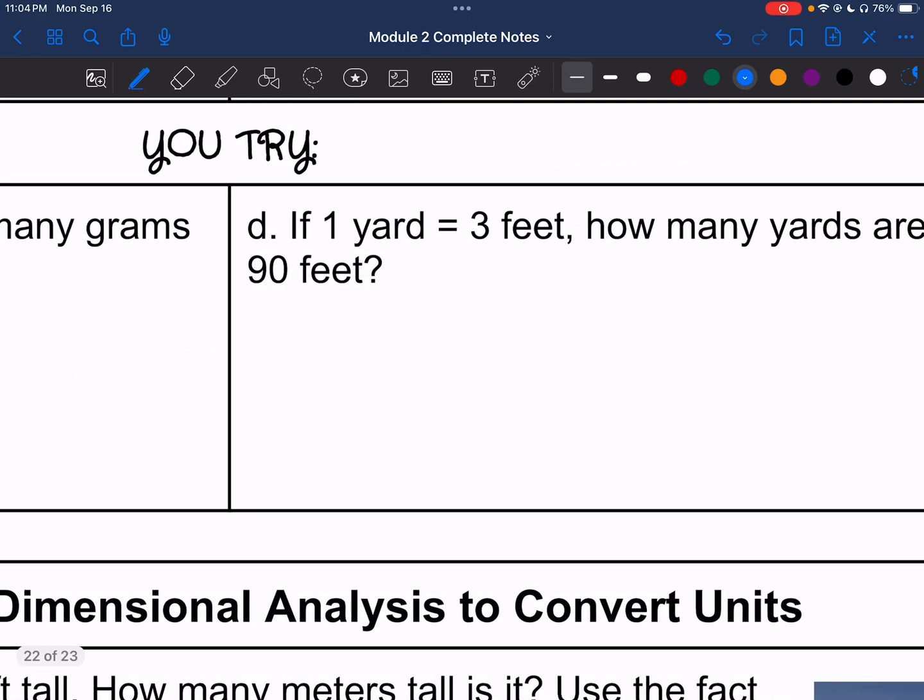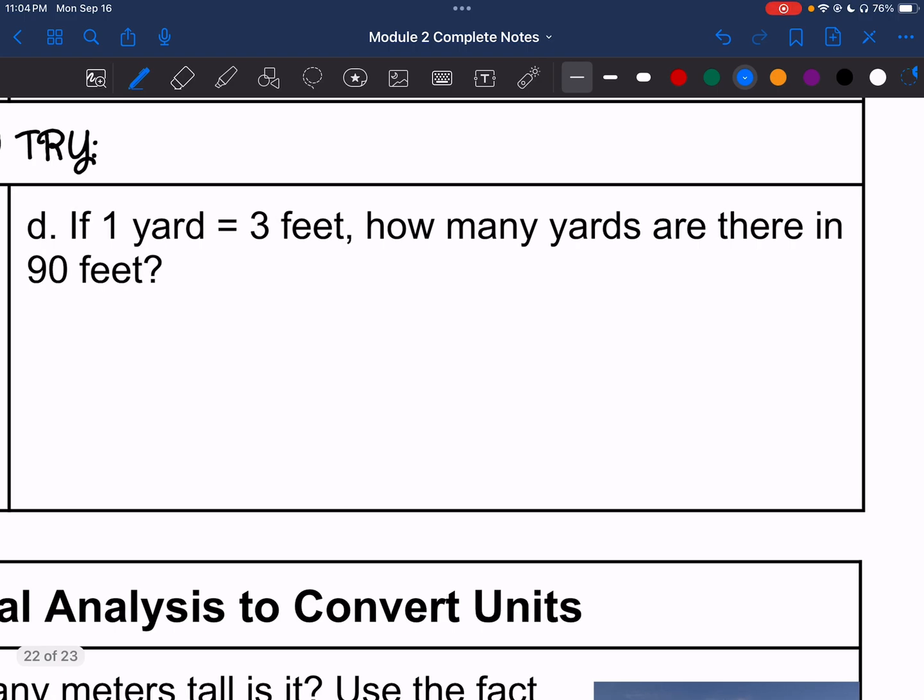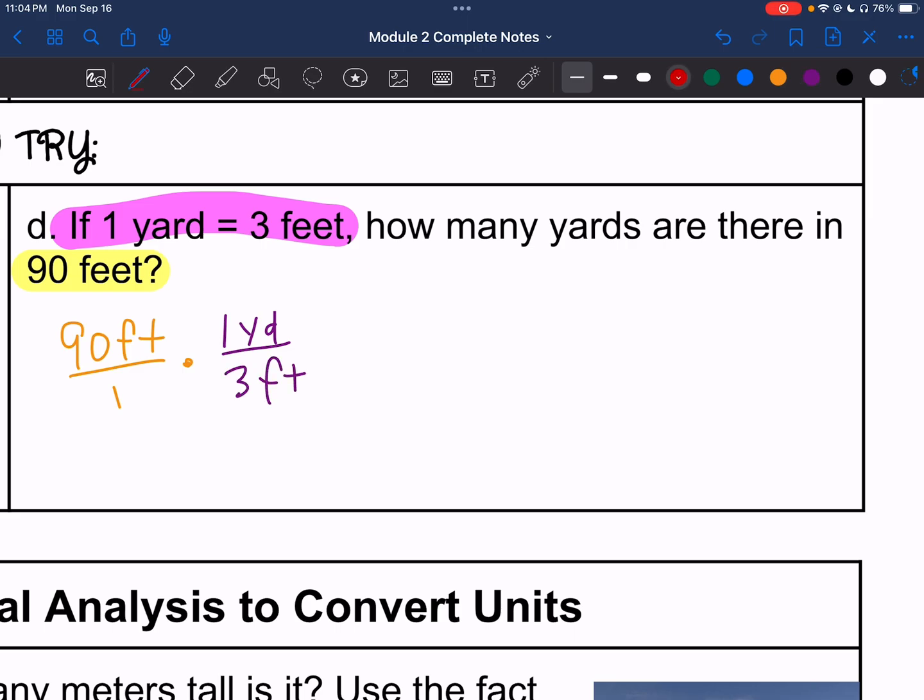Now, letter D, if 1 yard is equal to 3 feet, we are going to find out how many yards are there in 90 feet. Now, that's the distance between first base and second base, 90 feet, or any base to the next in baseball. So we start off with 90 feet as our starting value, and it's over 1. And we're going to multiply by our conversion factor, which is that 1 yard is 3 feet. So our first step is going to be to multiply straight across. So 90 times 1 is 90. 3 times 1 is 3. The feet cancel out, and we are just left with yards. And so 90 divided by 3 is 30 yards.